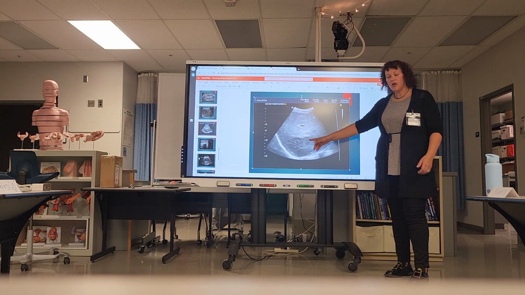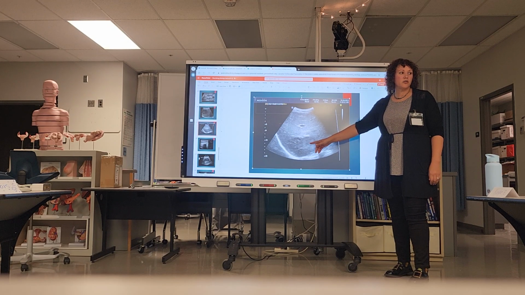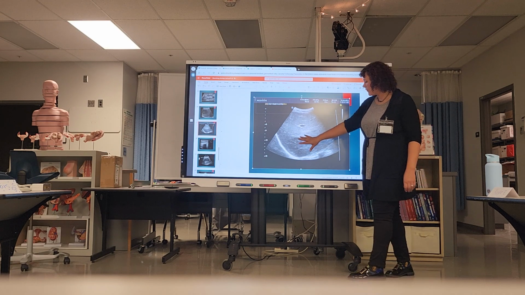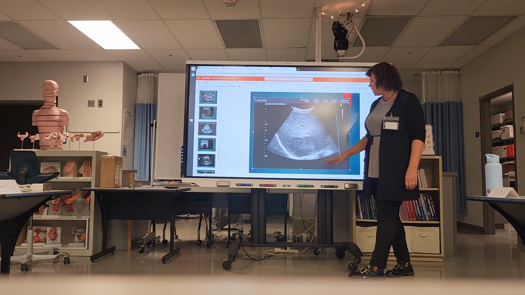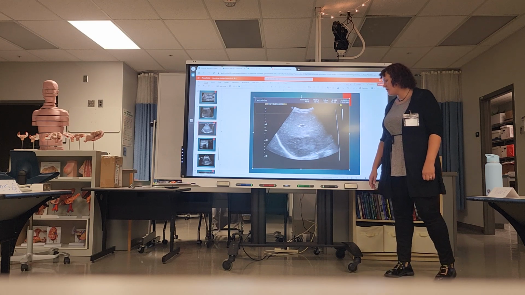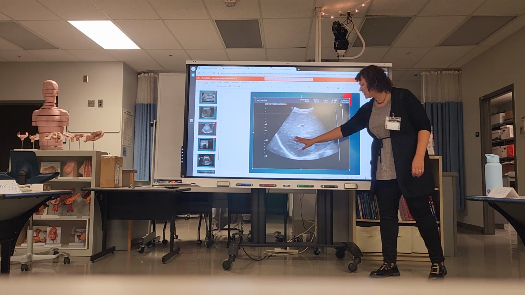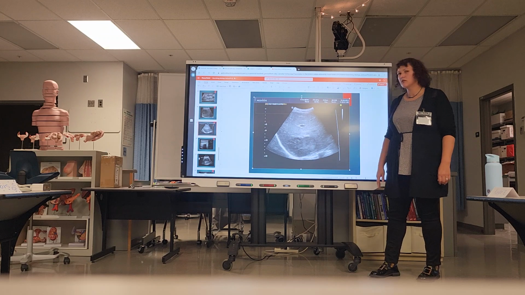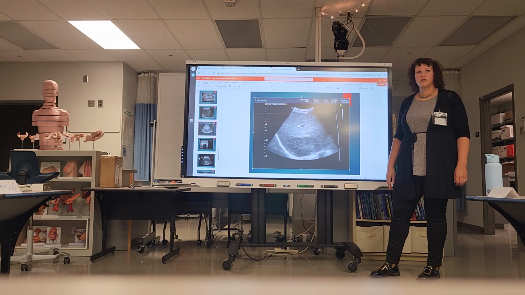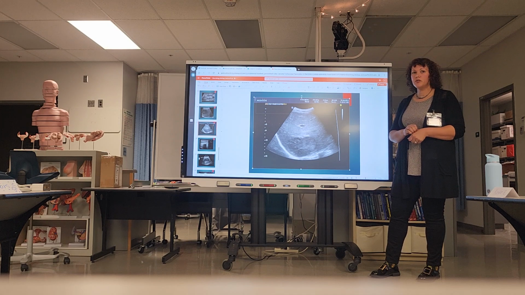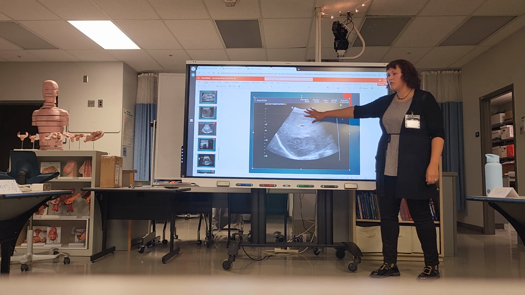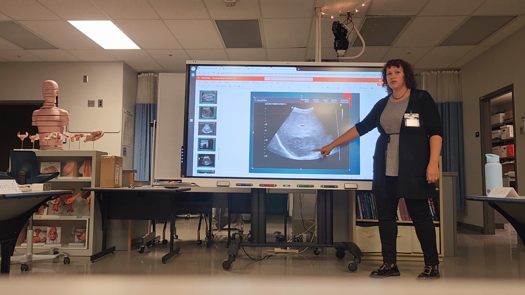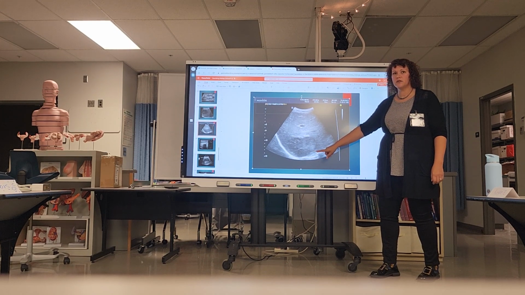Okay. You can also describe this as being heterogeneous. For the most part it's hypoechoic, but you can also describe this as heterogeneous because there is a mix of echoes in here. But you said you would normally describe the mass as homogeneous. Yeah, homogeneous I will reserve for normal tissue, but you can definitely describe a mass as being heterogeneous.